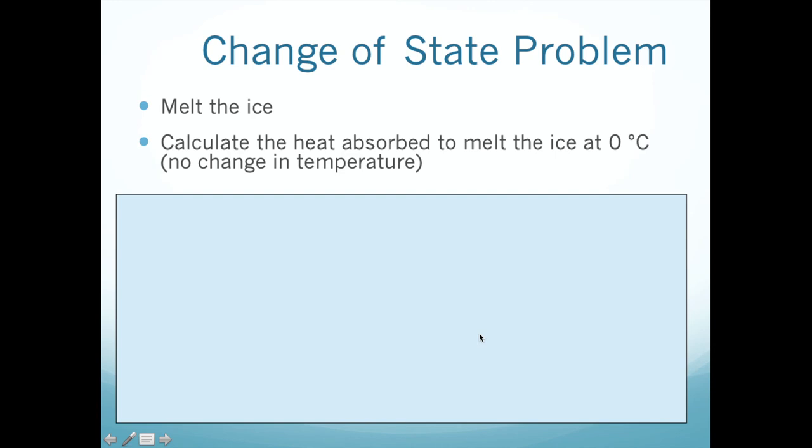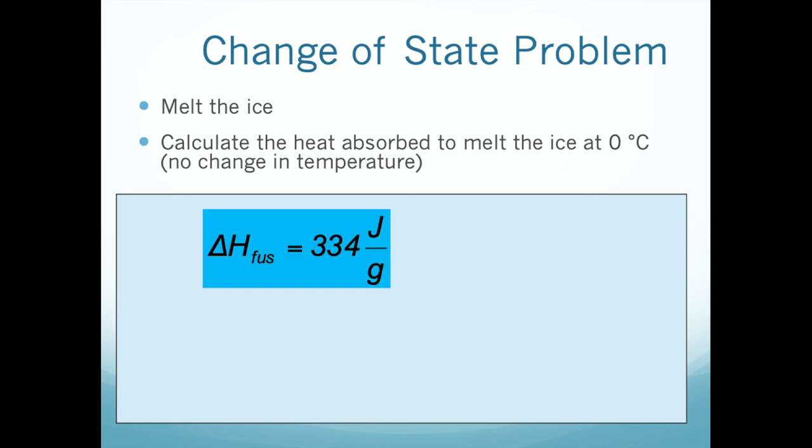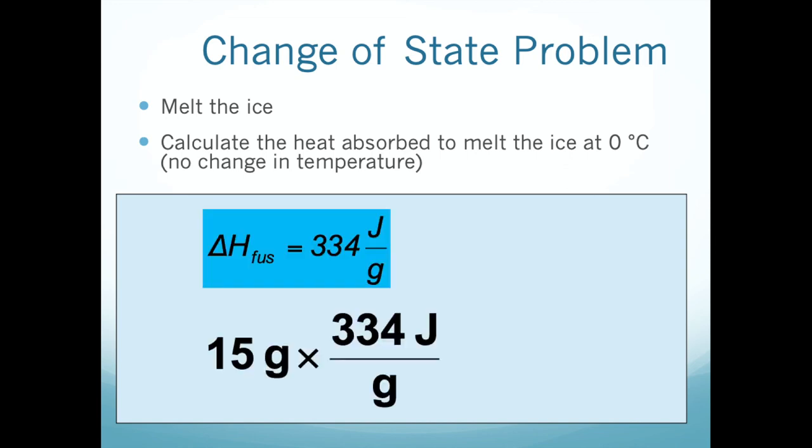So let's do that first step. We're melting 15 grams of ice into liquid water. Ice has a heat of fusion of 334 joules per gram. So if we start off with 15 grams, would we multiply by 334 or divide? You want to multiply because that way grams cancels out, and you wind up with 5,010 joules of heat energy required to melt that ice. Now again, remember, this is not the final answer. This is just part of the answer.